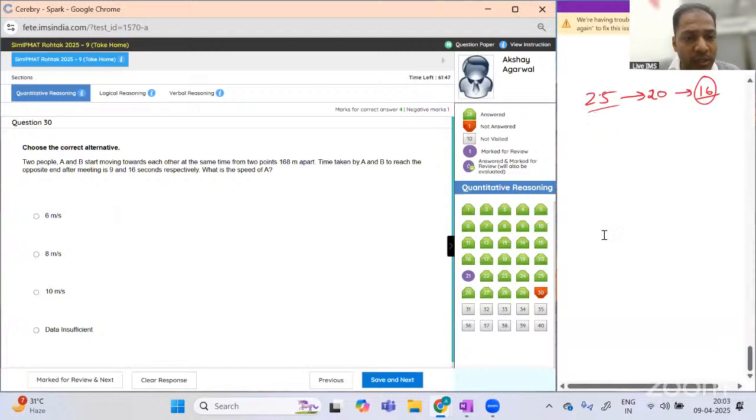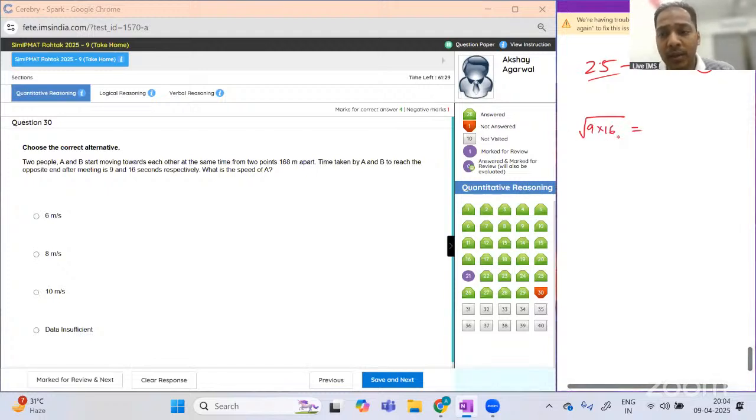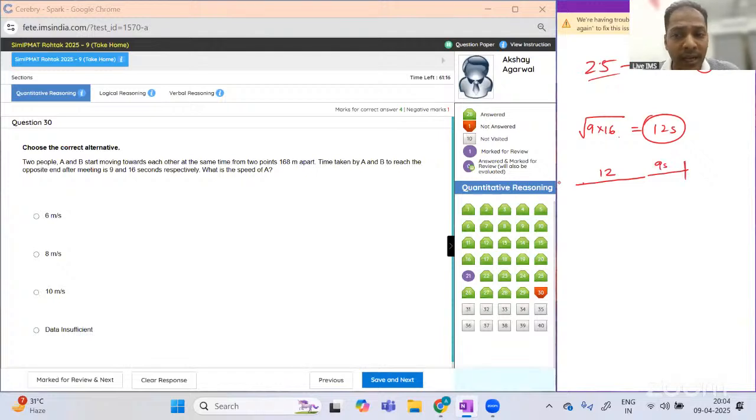Two people A and B start moving towards each other at the same time from 2 points, 168 meters apart. Time taken by A and B to reach the opposite end after meeting is 9 seconds and 16 seconds respectively. Therefore, the time taken for the first meeting would be under root of the geometric mean of this. So under root of 9 into 16, that's 12 seconds to meet each other. A took 12 seconds to reach the meeting point and further 9 seconds to reach the finish line. So A took 21 seconds to complete the entire 168. Therefore, the speed is 8 meters per second.